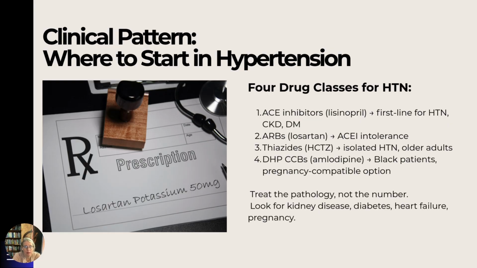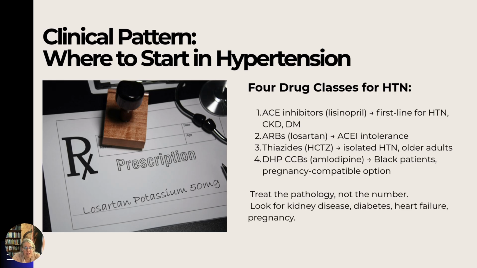Next is... first line. They are still used for chronic kidney disease because the thiazide diuretics obviously are going to be complicated there. And for diabetes, ACE inhibitors might be more useful also. ARBs, the losartan, is going to be used most of the time when there's an ACE inhibitor intolerance. And then, like I said, the hydrochlorothiazides are the first line for isolated hypertension in older adults.